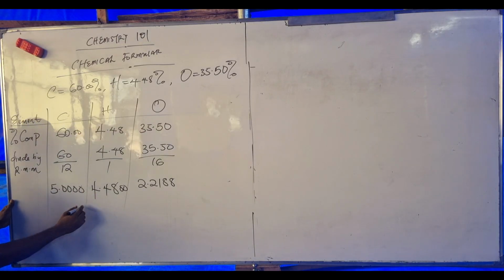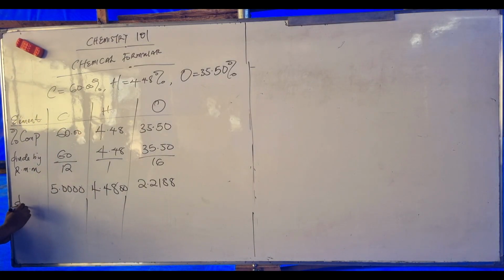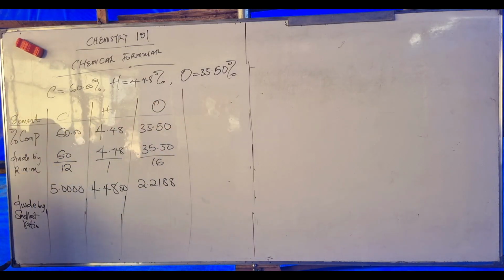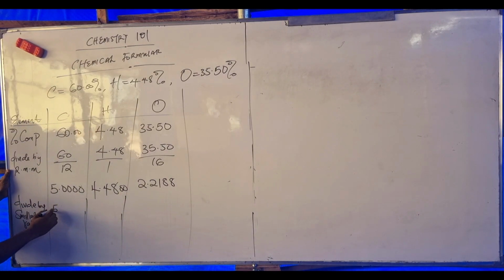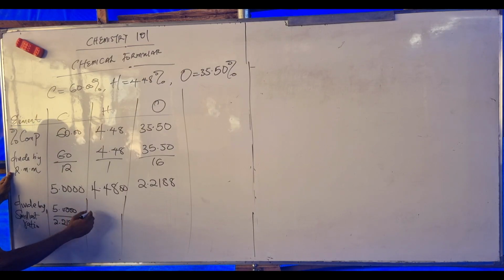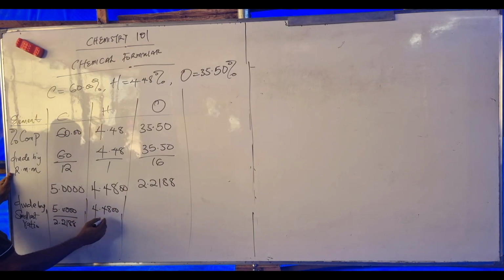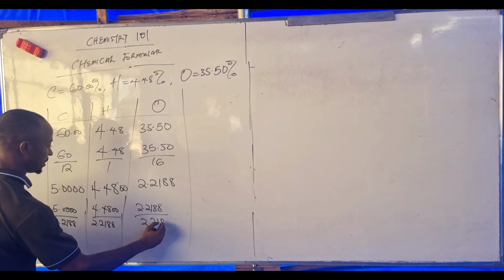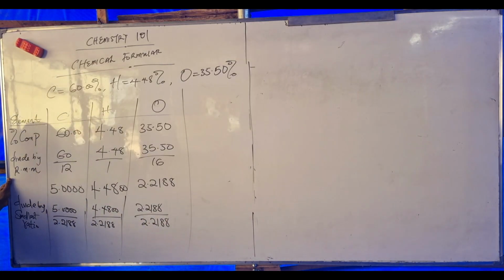The next step is to divide by the smallest ratio. Which of them is the smallest? 2.2188. So we have 5.0000 over 2.2188, 4.4800 over 2.2188, and 2.2188 over 2.2188.